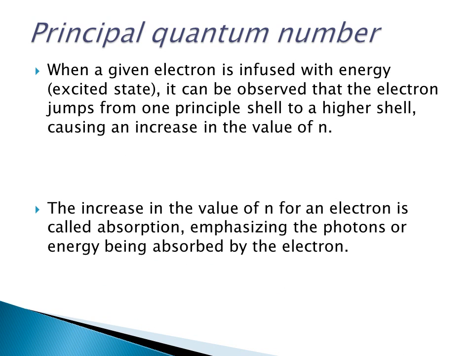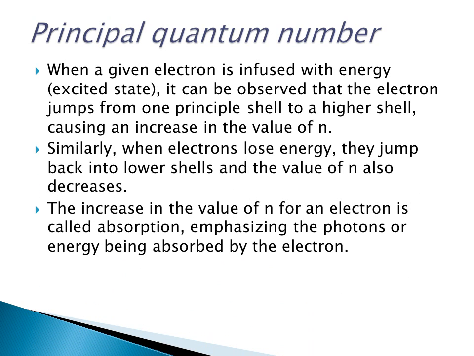Another useful piece of information: when an electron moves from a lower level to a higher level or from a higher level to a lower level, what is the incident going on? When an electron is infused with energy, from the ground state to an excited state, it can be observed that the electron jumps from one principal shell to another principal shell. At that time, the value of n increases, that is, n goes from 1 to 2.